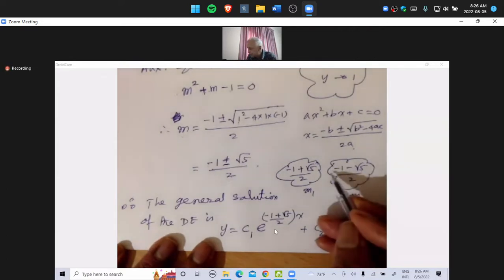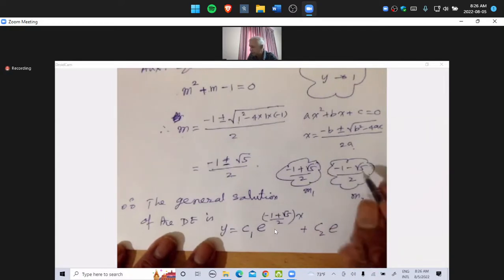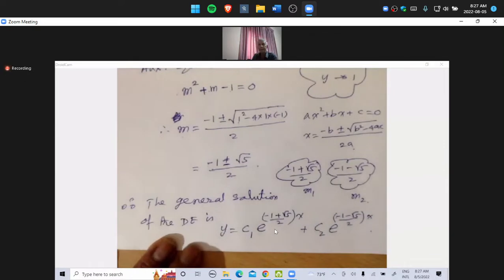If you want, you can factor a minus sign out and write it as -1 plus root 5 over 2, or just write it as it is, times x, where C1 and C2 are arbitrary constants. Do you all understand it?